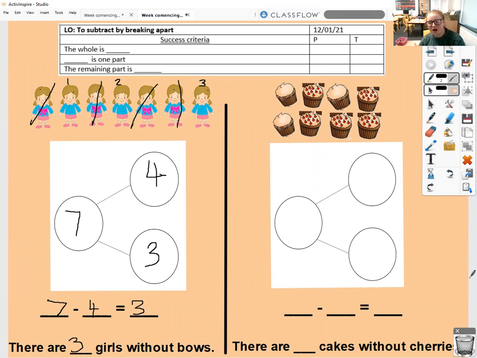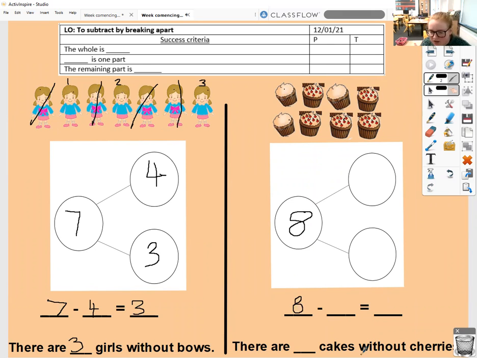Fantastic. Okay, so to start this, first of all, we need to know what the whole is. The whole is 1, 2, 3, 4, 5, 6, 7, 8. Our whole is 8. So I know that this is the whole in my part whole model. And in my number sentence, I know that my whole goes before the subtraction symbol. So my whole goes here. My whole is 8.